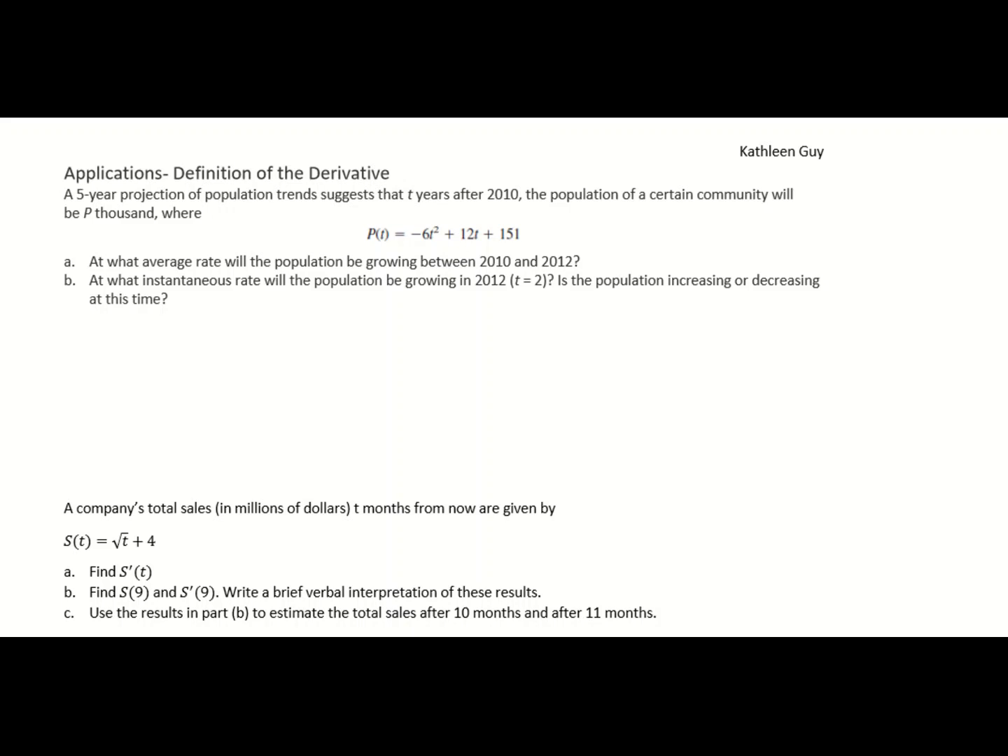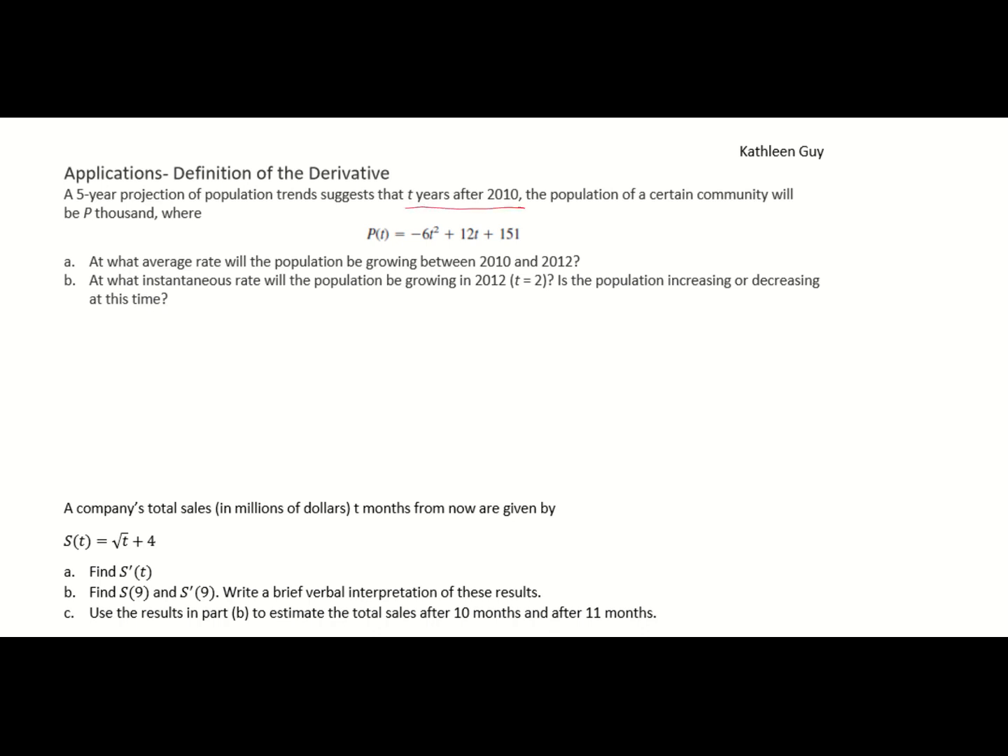So now that we've learned what a derivative is and how to find a derivative, we can look at some applications. So we'll look at three different word problems. The first one is going to be a 5-year projection of population trends suggests that T years after 2010, the population of a certain community will be P thousand, and then it gives you the formula, the function, okay, of the population.